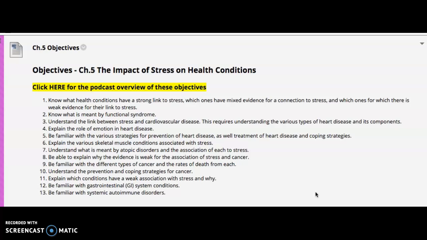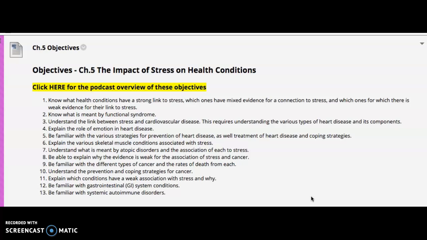Also, systemic autoimmune disorders is another category, which would also include lupus or systemic lupus. And so, there can be some connections to stress there. The research, again, is not super solid, and it's still a little unclear. So to make the claim isn't really a good path to take.